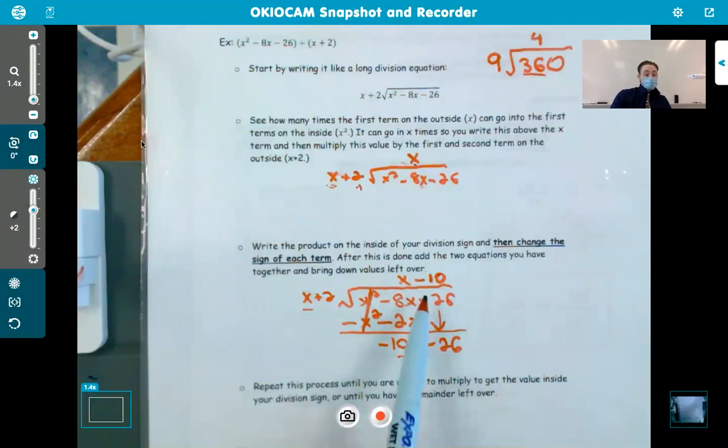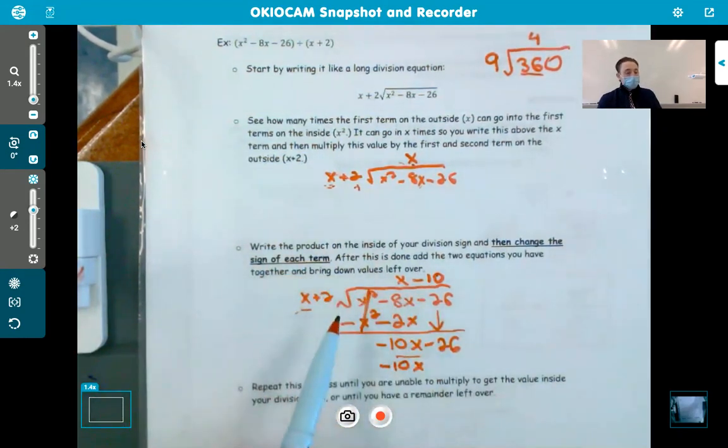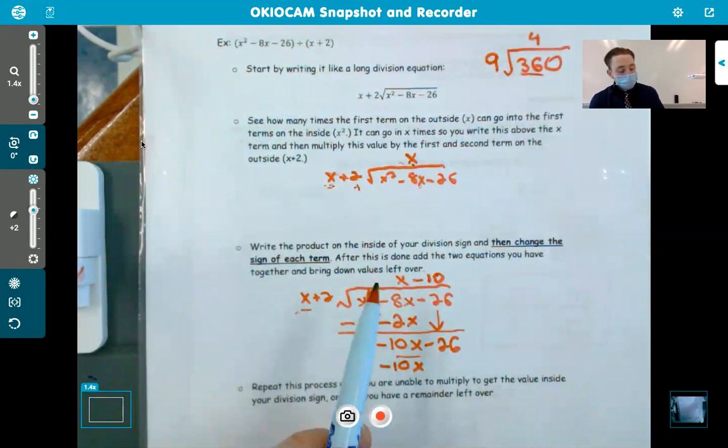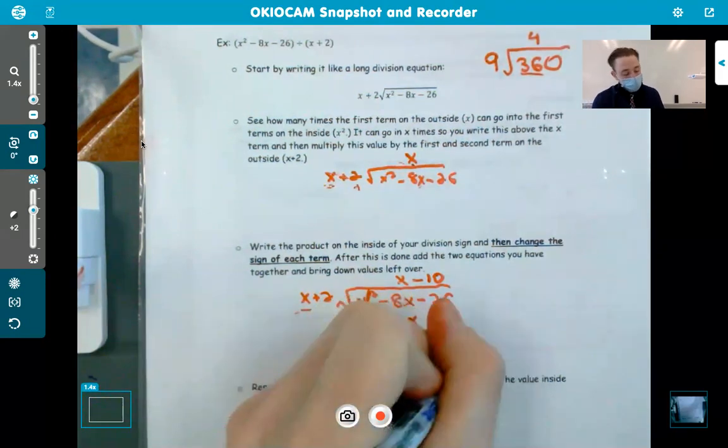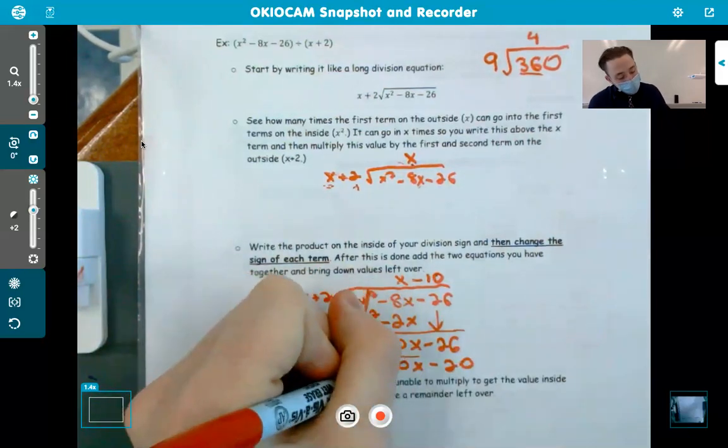And then I take that negative 10, I multiply it again by all of the numbers on the outside. So negative 10 times x is going to give me what? Negative 10x. Negative 10 times 2 is going to give me what? Negative 20. What do I have to remember to do with each of those signs, though? Good. Change them so they're both going to become positive.